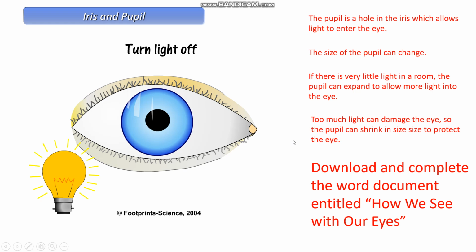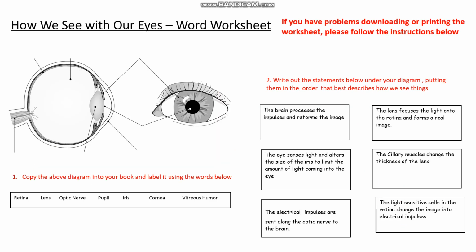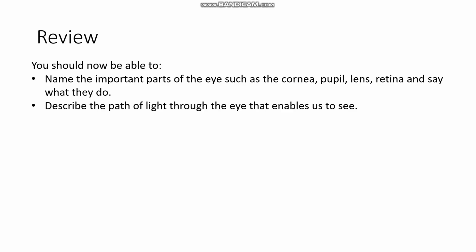Okay, the last thing that I'd like you to do then is to download and complete the Word document entitled How We See with Our Eyes. If you can't download it, if you've had problems, then the PowerPoint here, this slide here, is a little summary of what's on there. Now I'm afraid you will have to hand draw it if necessary. So the first thing to do is to draw and label the diagram and then place these boxes in the correct sequence. That's only if you can't download the Word document.